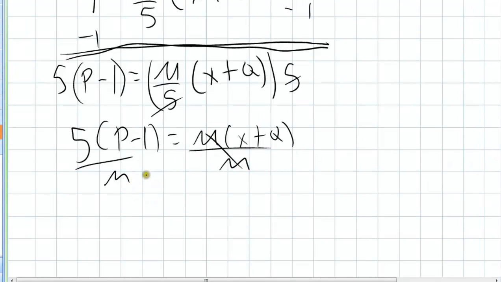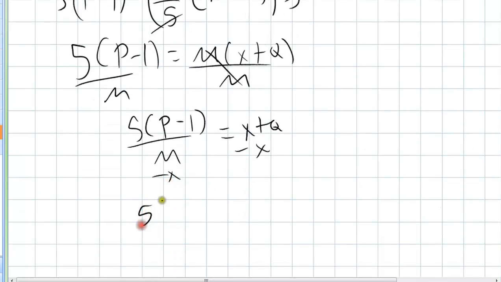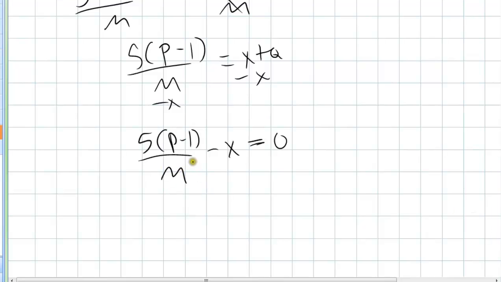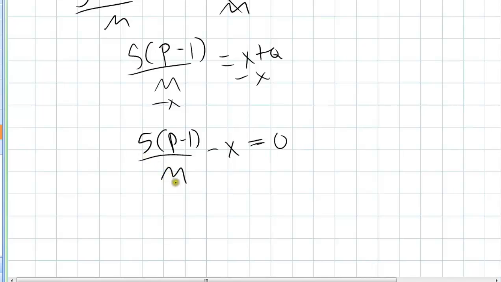That cancels, and then we're left with 5 times (p minus 1) over m is equal to x plus q. Then I subtract x from both sides, and I say 5 times (p minus 1) over m minus x is equal to q. So I would have to find a way to simplify this and make it a form where m is in the denominator so I can compare my answer to theirs. So what I want to do is find a common denominator, which is not too hard to do.